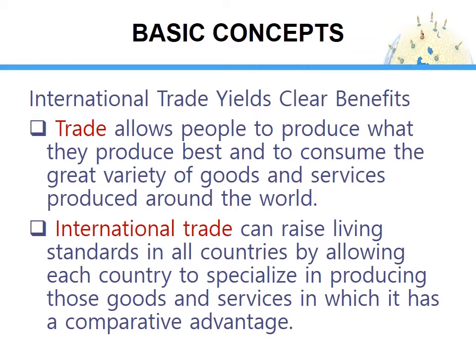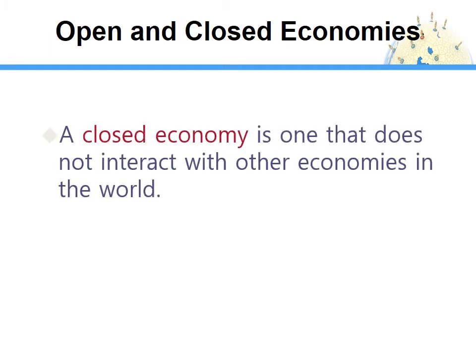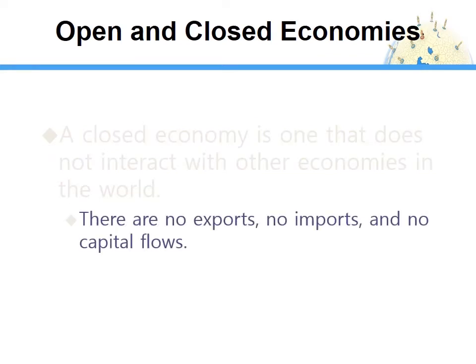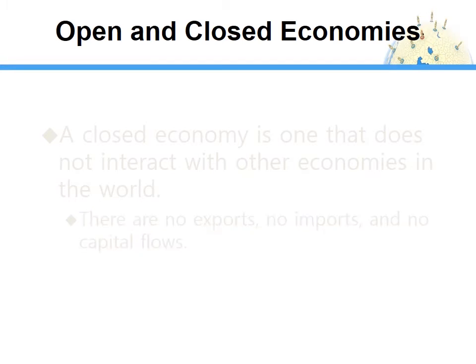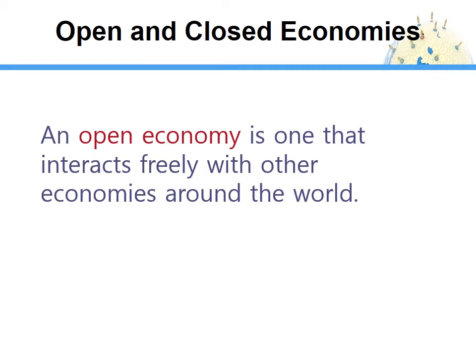Economies have two particular variables. The first is closed economy, and the second is the one that we are going to discuss further, an open economy. A closed economy is one that does not interact with other economies in the world. There are no exports, no imports, and no capital flows. Meanwhile, an open economy is one that interacts freely with other economies around the world.